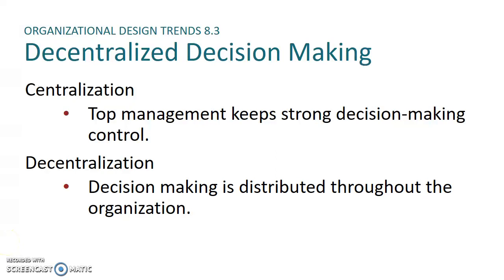Organizations are also decentralizing more. When we have a centralized organization, this means that management keeps a lot of the decision making at the top. Decentralization means we distribute that decision making throughout the organization, and that's another trend right now in organizational design. And this again provides ease of operation and decision making. When you empower your employees to make decisions, it really provides a better ease of operation.